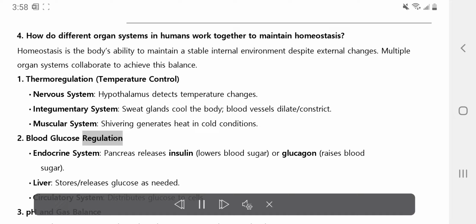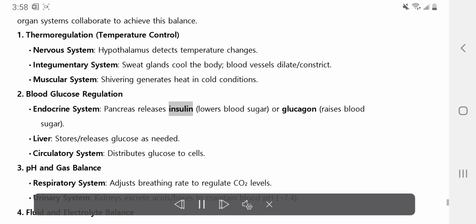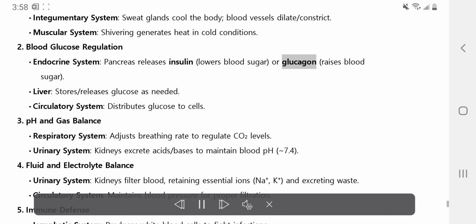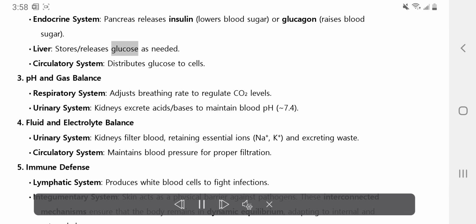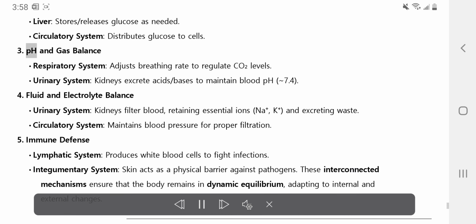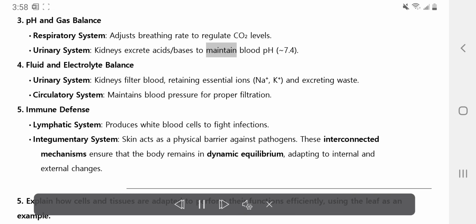Blood glucose regulation. Endocrine system: pancreas releases insulin, which lowers blood sugar, or glucagon, which raises blood sugar. Liver: stores/releases glucose as needed. Circulatory system: distributes glucose to cells. pH and gas balance. Respiratory system: adjusts breathing rate to regulate CO2 levels. Urinary system: kidneys excrete acids/bases to maintain blood pH 7.4.